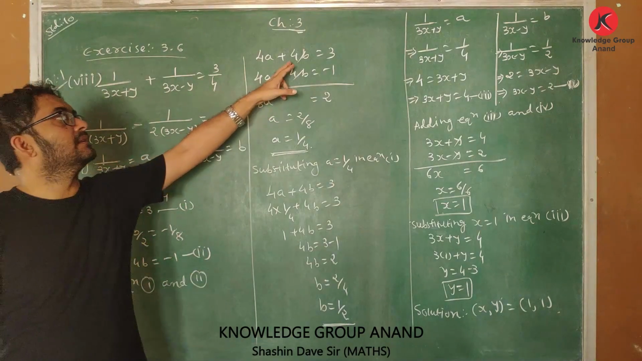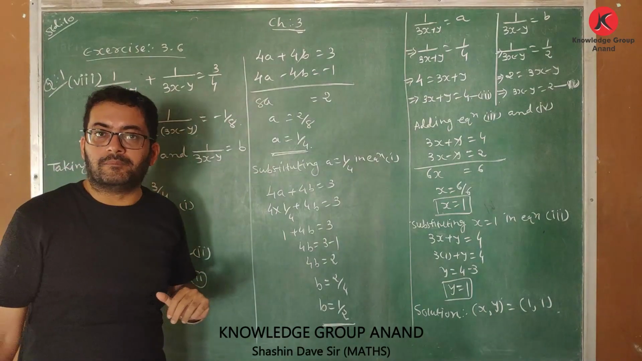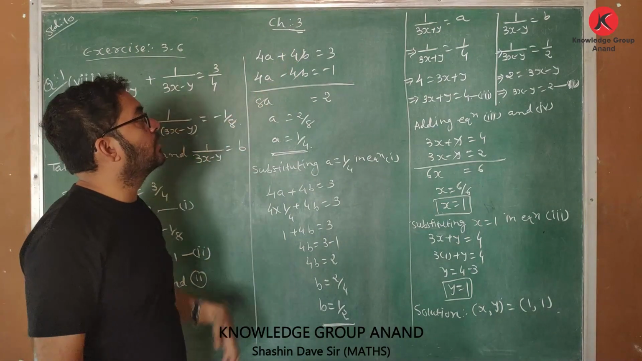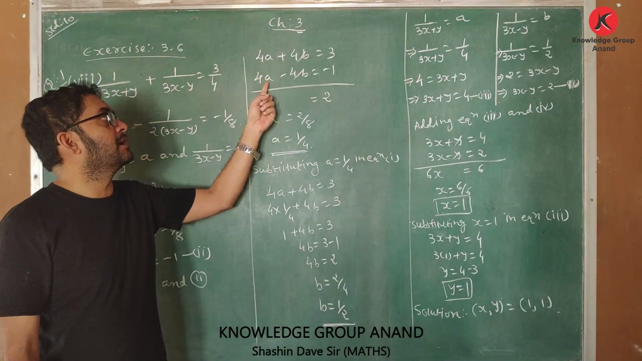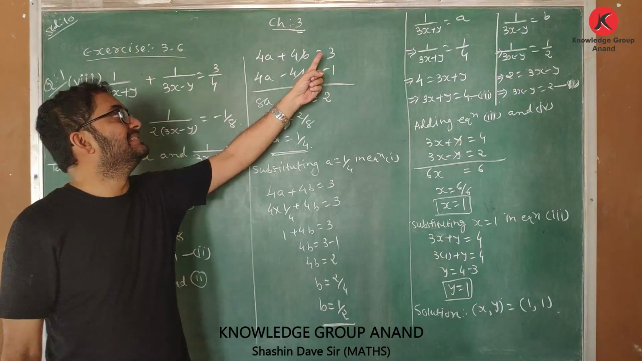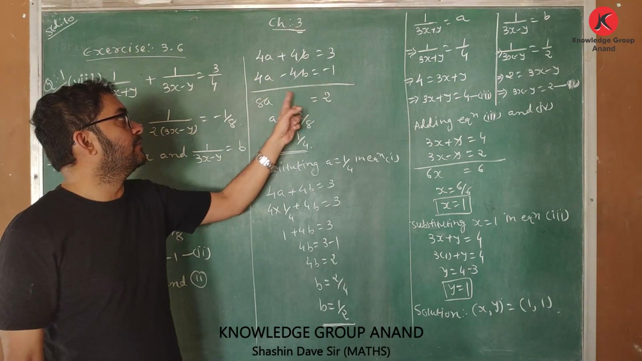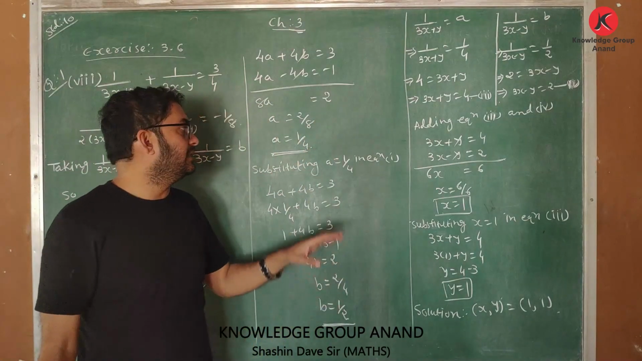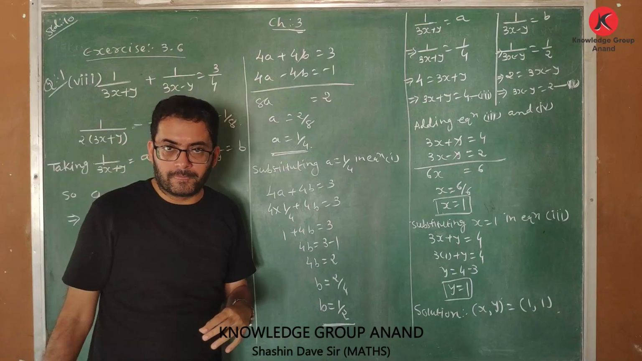I have written both side by side. As the sign in front of b is plus and minus, the b part got eliminated. When b got eliminated, I have 4a plus 4a, that is 8a is equal to 3 minus 1, which gives me 2. So a will be equal to 2 divided by 8. That means the value of a is 1 upon 4.